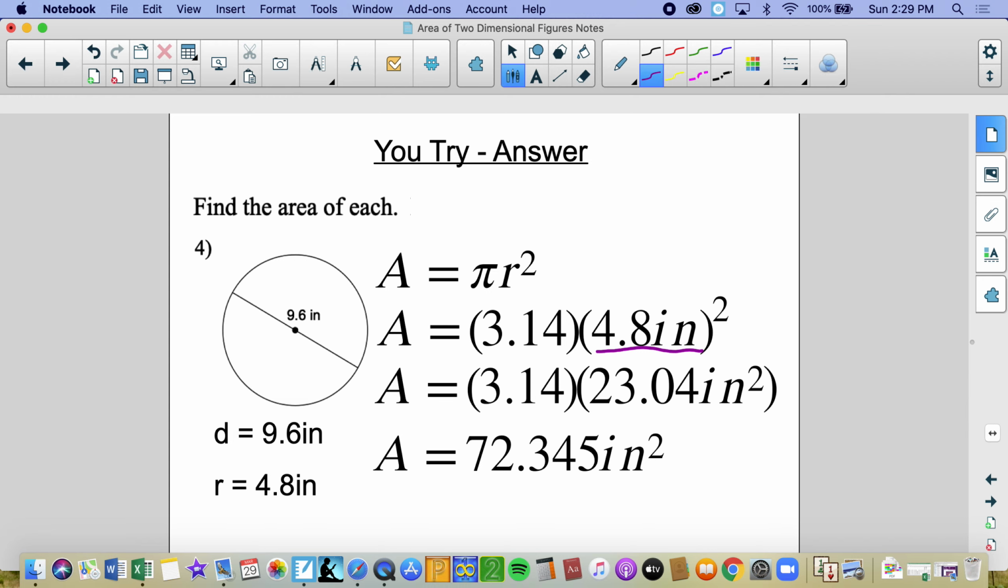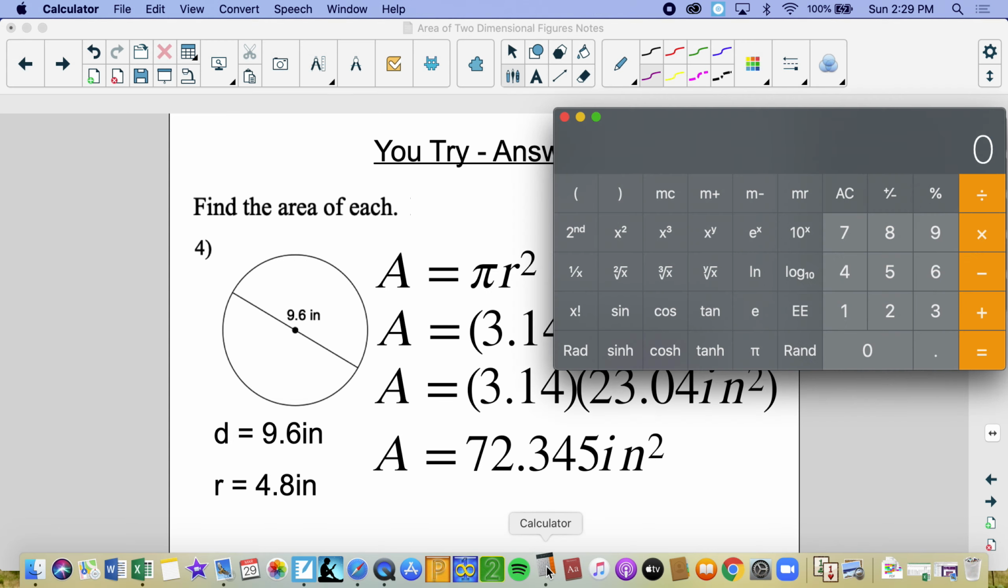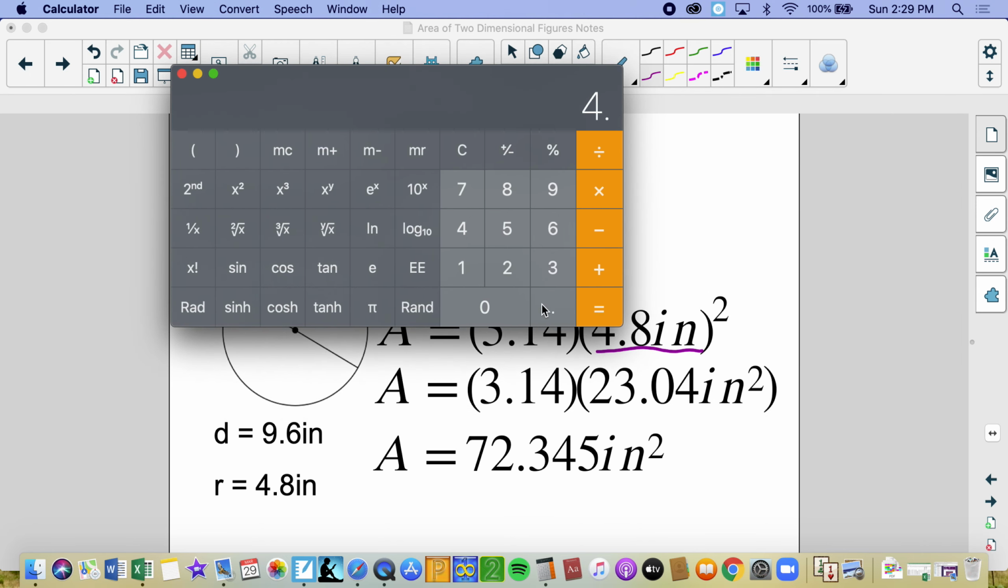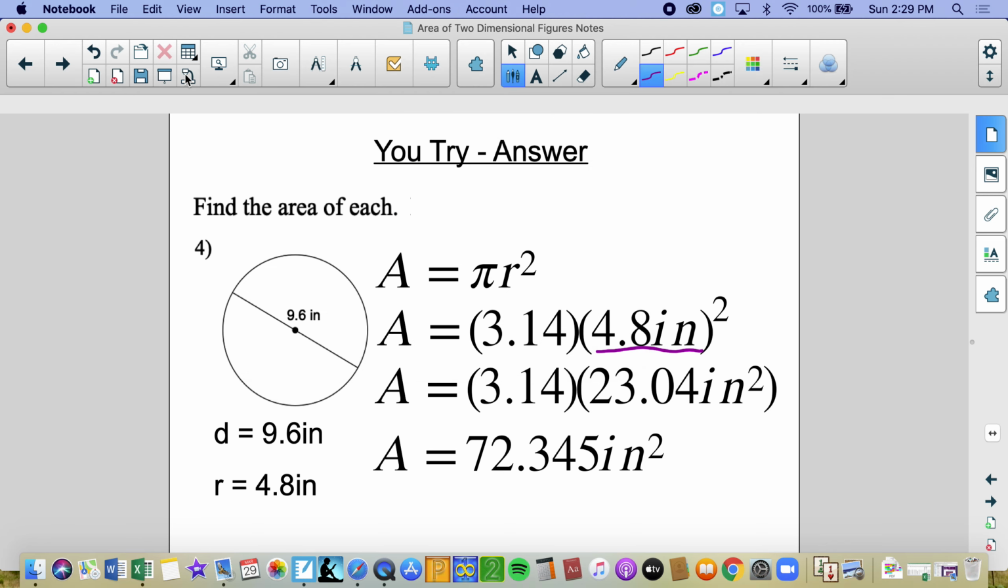That doesn't seem right. That doesn't seem right at all. Hold on, let's check that. 4.8 squared is 23.04. Oh, yeah, that worked. Sorry, my bad. But not a bad thing to check. And then inches squared gives us inches squared.